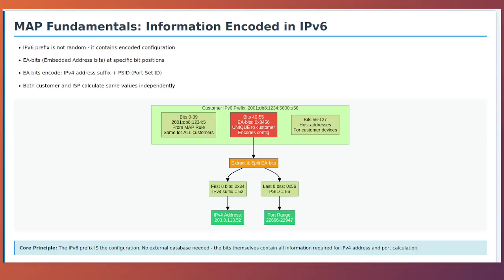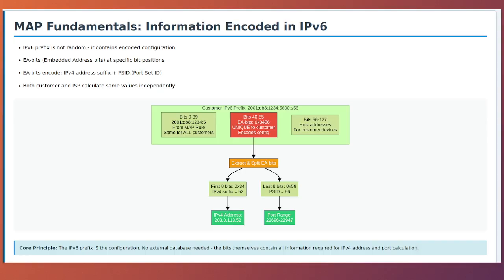Think of it this way. Traditional systems, for example, DS Lite, work like a coat check at a restaurant. You hand in your coat, they give you a numbered ticket, and they maintain a list that says ticket number 47 corresponds to the blue coat on hanger 23. Later, when you return the ticket, they look up number 47 in their list to find your coat. This requires maintaining and consulting the list every single time.